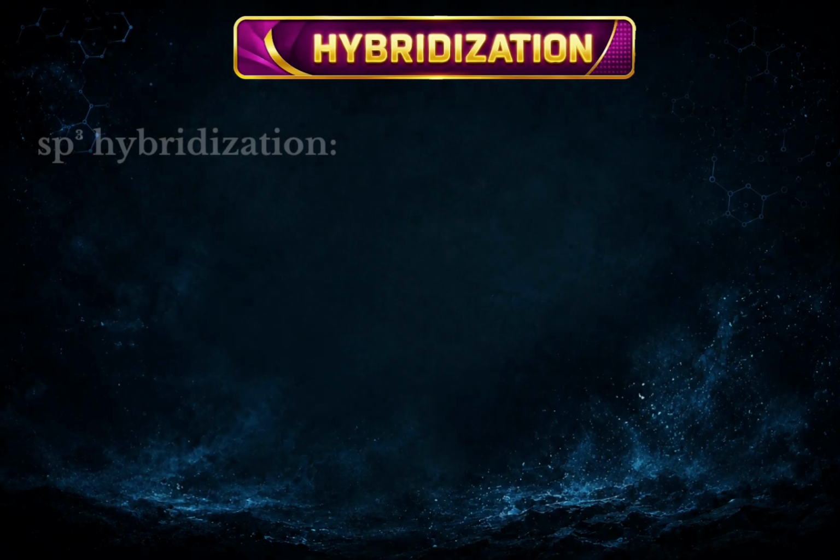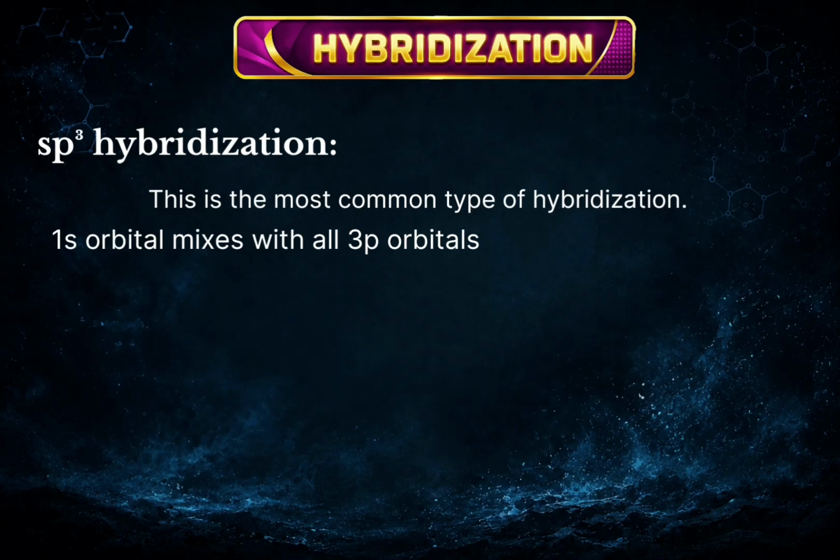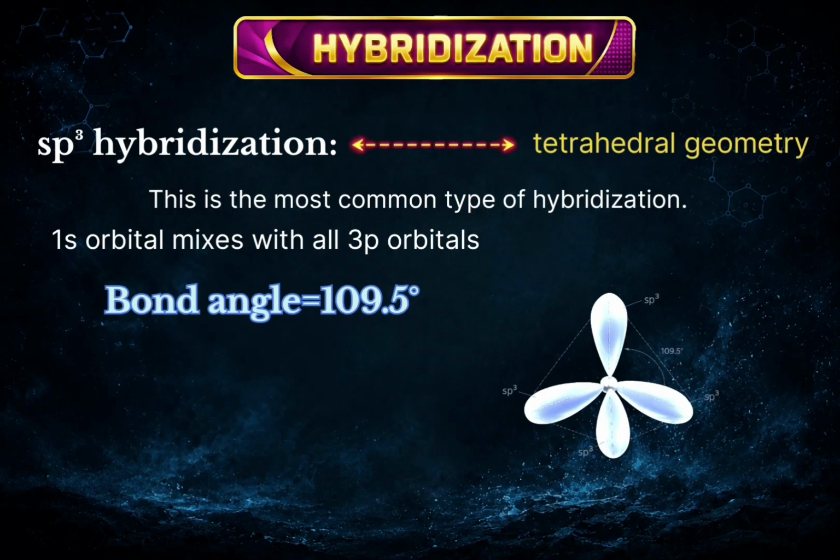Now, sp³ hybridization. This is the most common type of hybridization. Here, 1 s orbital mixes with all 3 p orbitals. The result is 4 identical sp³ hybrid orbitals. They arrange themselves in a tetrahedral geometry with a bond angle of approximately 109.5 degrees.